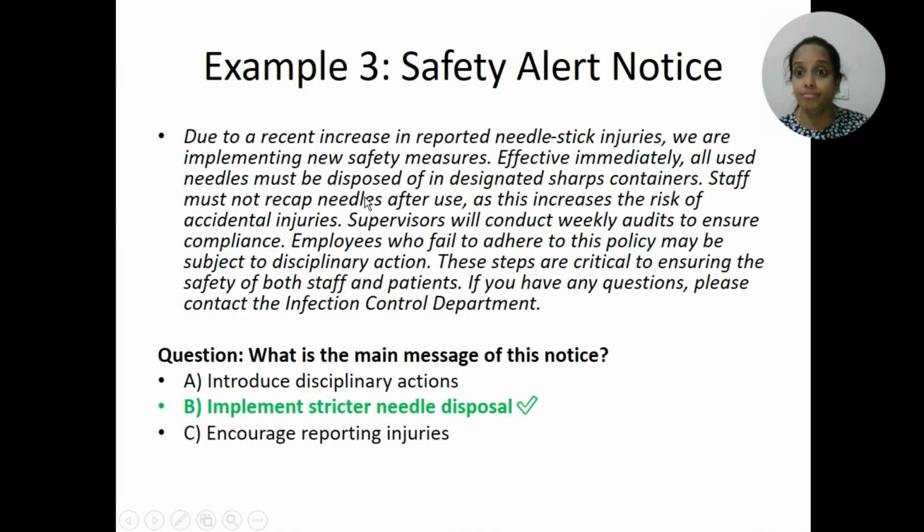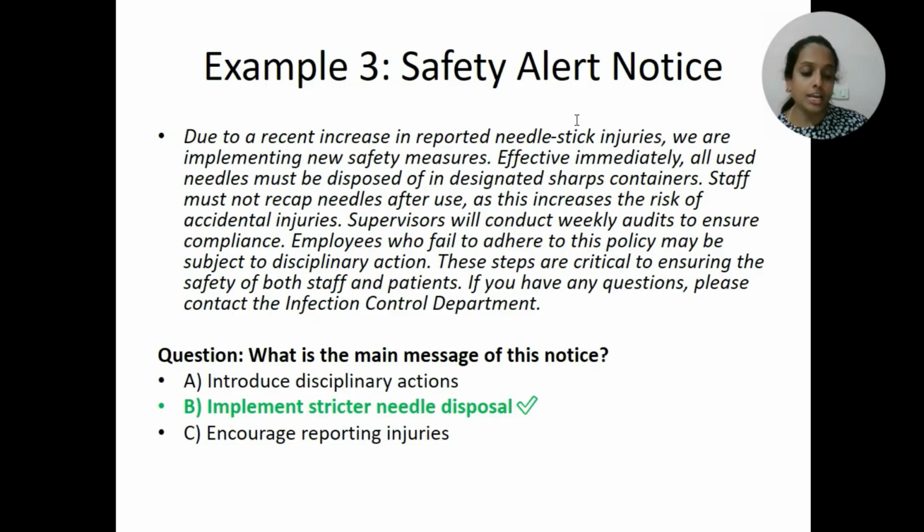And fourth one, verify the correct answer with evidence. So here, the notice introduces new disposal rules rather than just discussing disciplinary actions. So it is not introducing the disciplinary actions. It is implementing stricter needle disposal. Okay. And it is also not encouraging reporting injuries.